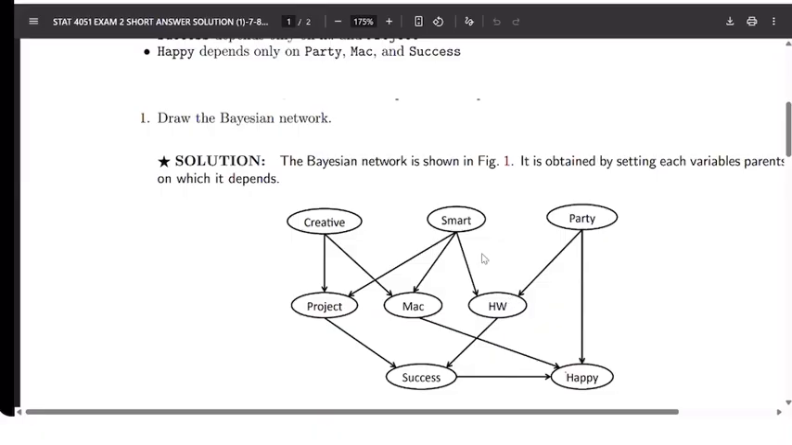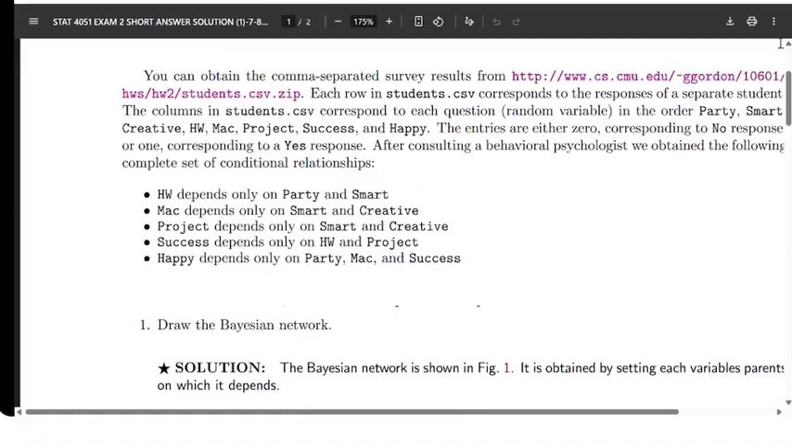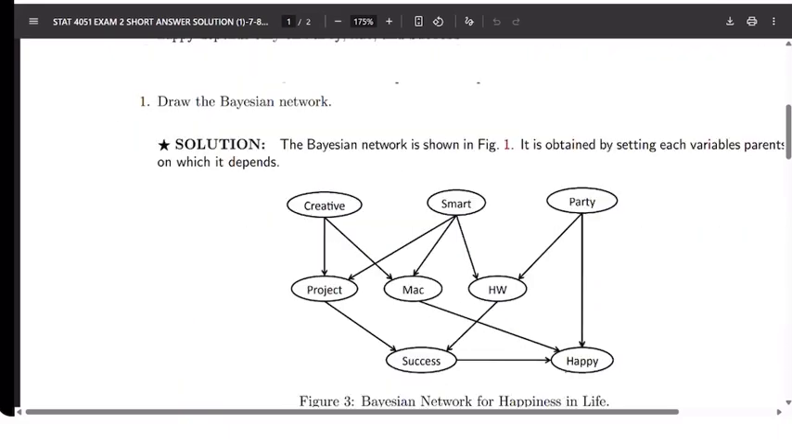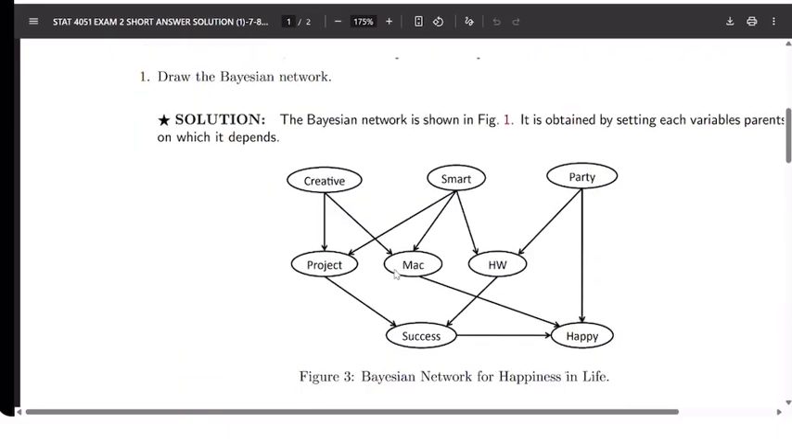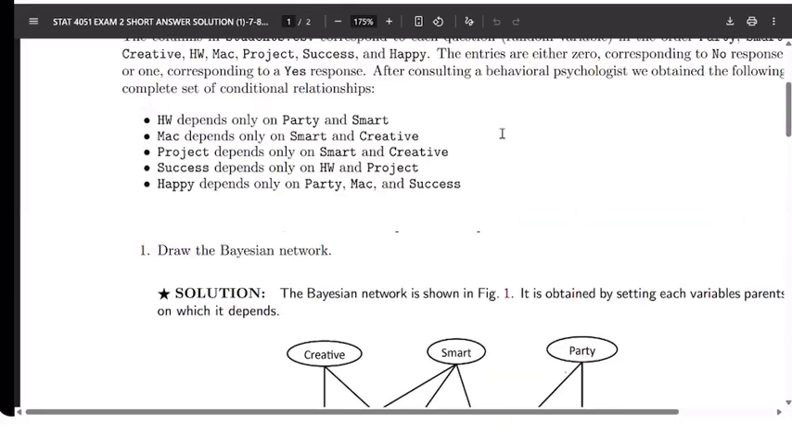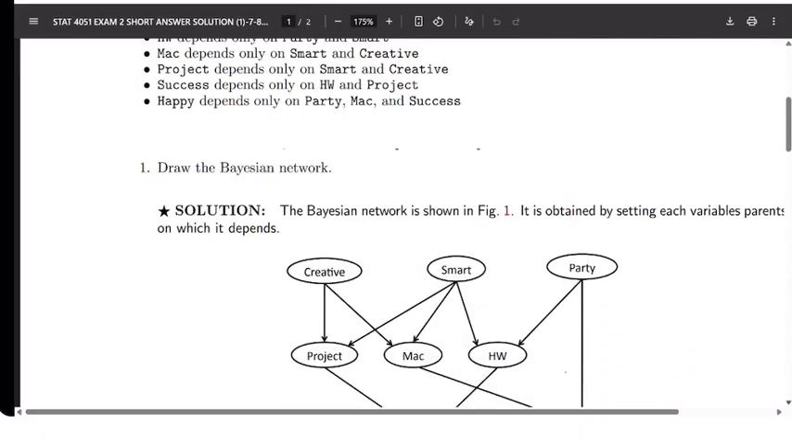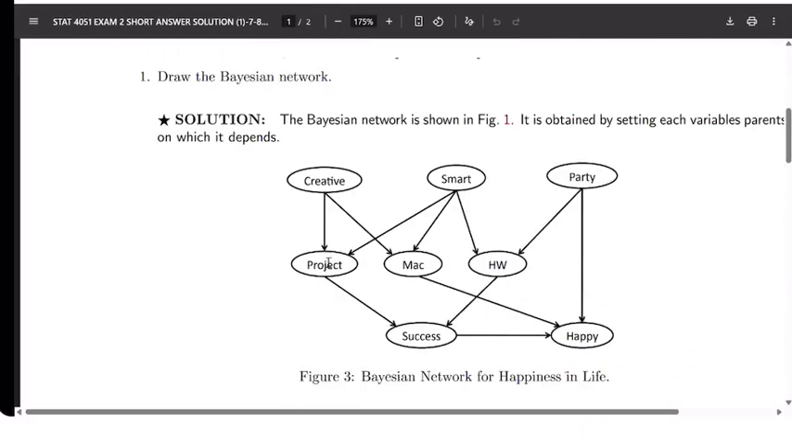Now I draw that. The next one. Mark depends only on smart and creative. You're going to draw mark. Can you see mark? Mark depends on creative and depends on smart. Can you see now? You're going to draw that. Another one said projects depend only on smart and creative. Okay, performing well in project. Look at that, project depending on the creative and smart.